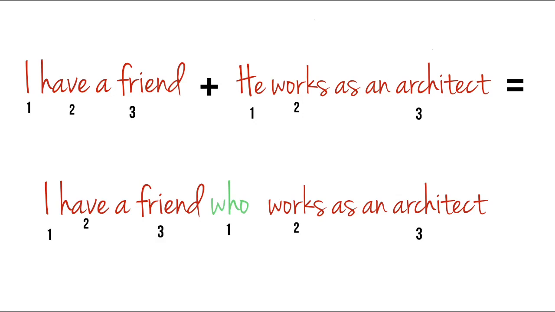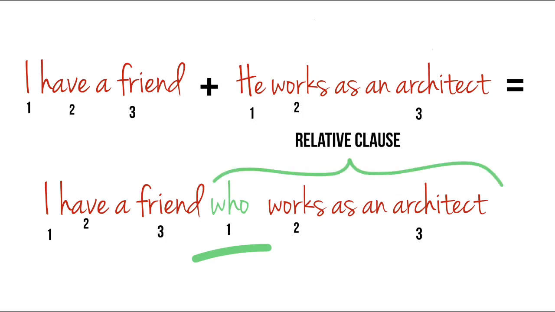A complex sentence is a structure where we have several subjects, several predicate groups. Basically, it's like 1, 2, 3 plus 1, 2, 3 pattern. In this particular sentence, who becomes number 1 or the subject of a relative clause. And the relative clause here is who works as an architect, which is dependent on the main clause, I have a friend.